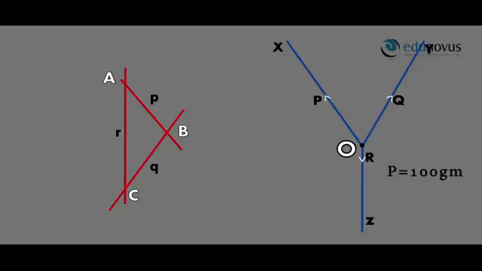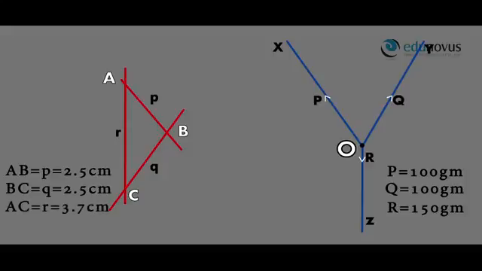Here, the force P is equal to 100 grams, Q is equal to 100 grams and R is equal to 150 grams, and its corresponding lengths of P, Q and R from the formed triangle ABC are P is equal to 2.5 centimeters, Q is equal to 2.5 centimeters, R is equal to 3.7 centimeters.